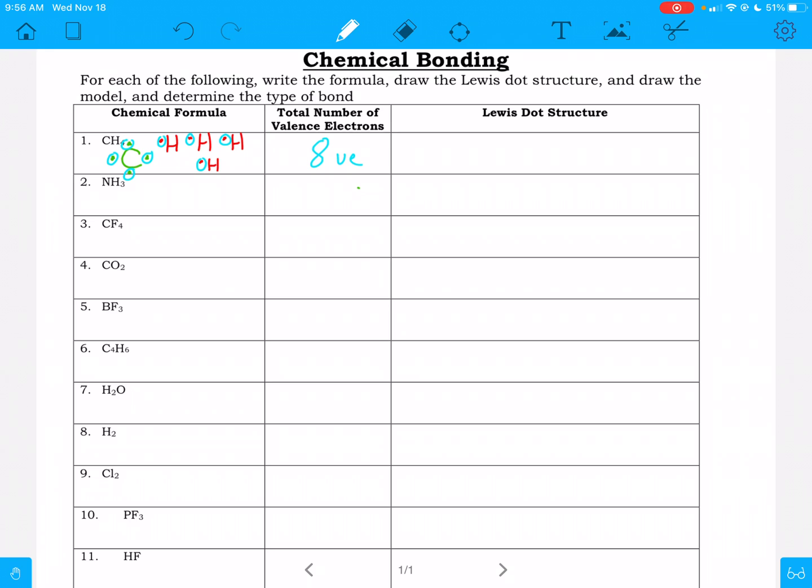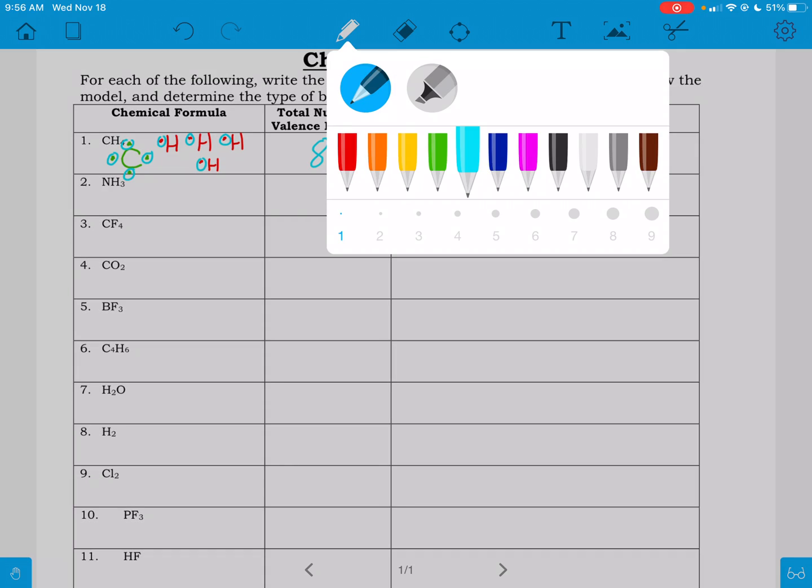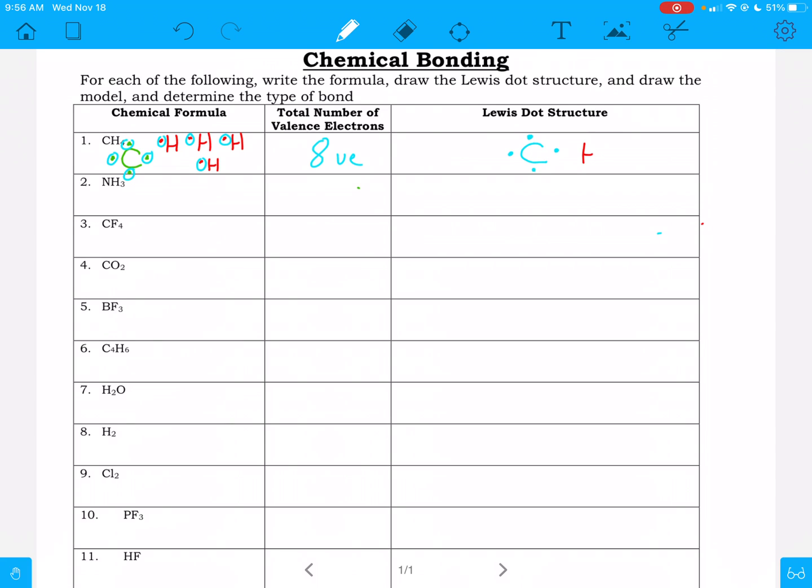The first thing we're going to do is put the C in the middle and put its dots: 1, 2, 3, 4. Then we come over and do the hydrogen. We put a hydrogen here with its dot, a hydrogen here with its dot, a hydrogen here with its dot, and a hydrogen here with its dot. I made this a little big, sorry about that. So this is the Lewis dot structure. If we were to get into a ball and stick structure, we would write carbon bonded to a hydrogen, bonded to a hydrogen, bonded to a hydrogen, bonded to a hydrogen. That's how we do those Lewis dot structures.